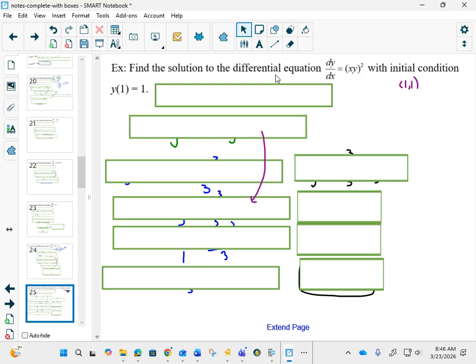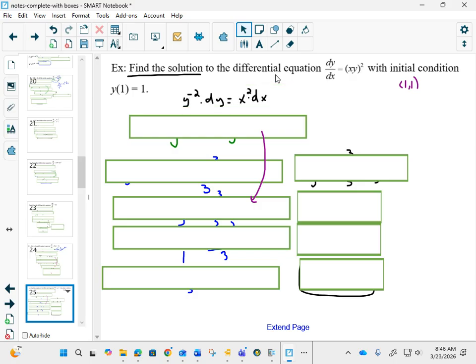So find the solution to the differential equation. Again, the language here, when they're asking for a solution to a differential equation, they're looking for you to integrate one step up and find the equation. We've got our differential equation, dy/dx equals xy squared, and we have an initial condition. We know that when x is 1, y is 1. We have the point (1, 1).